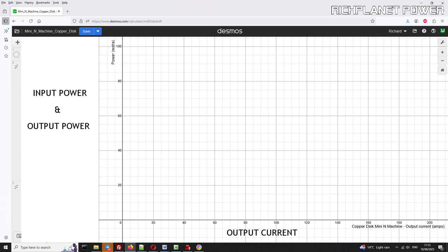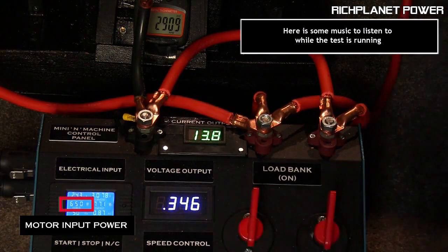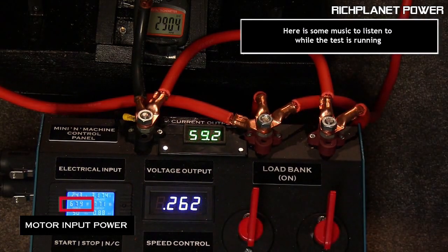In order to explain my results and theirs, I am going to use graphs which show the output current of the generator on the x-axis and the input and output power of the generator on the y-axis. The current shown on the x-axis is varied by using different values of load resistors across the generator's output terminals. As you will have seen in the last video, the tests consisted of switching the load on and off using 2 circuit breaker switches.